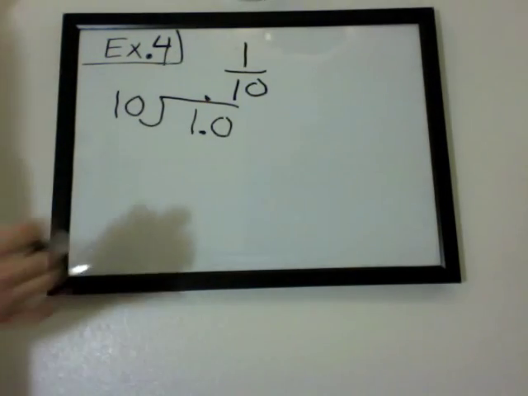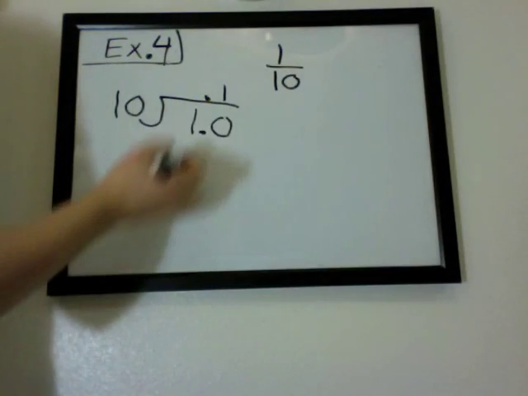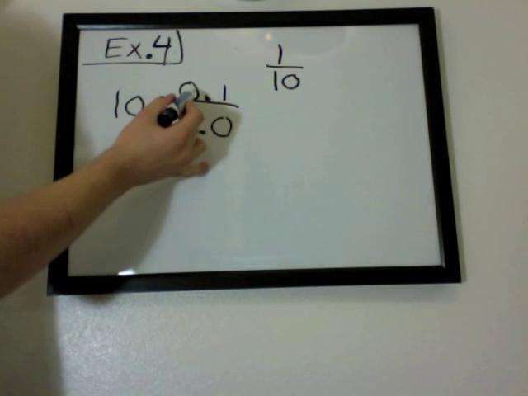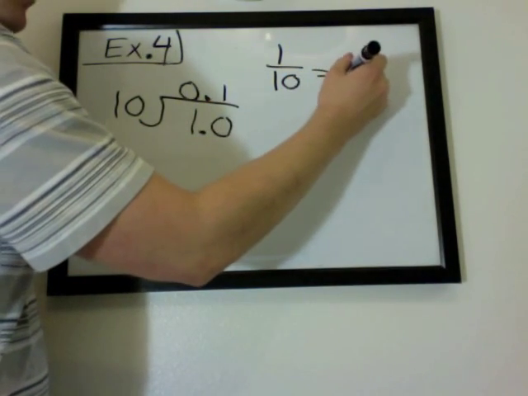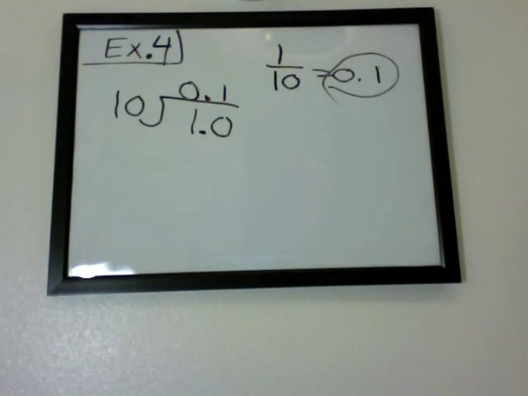So now we know that 10 can go into 10 1 time. Add a 0 in the front so you can see this decimal. Your final answer would be 0.1. So this would equal 0.1. And that would be your final answer.